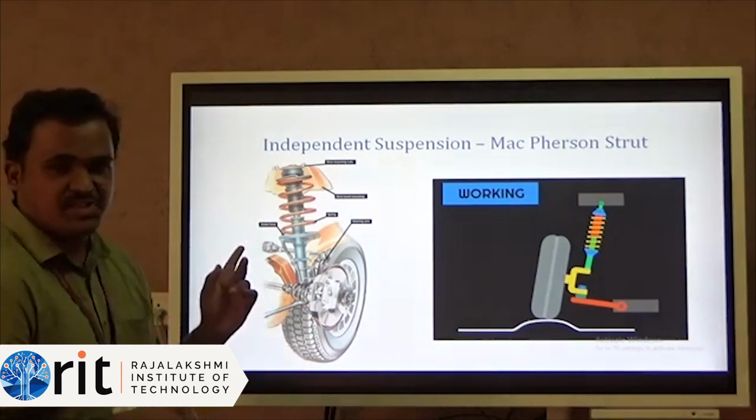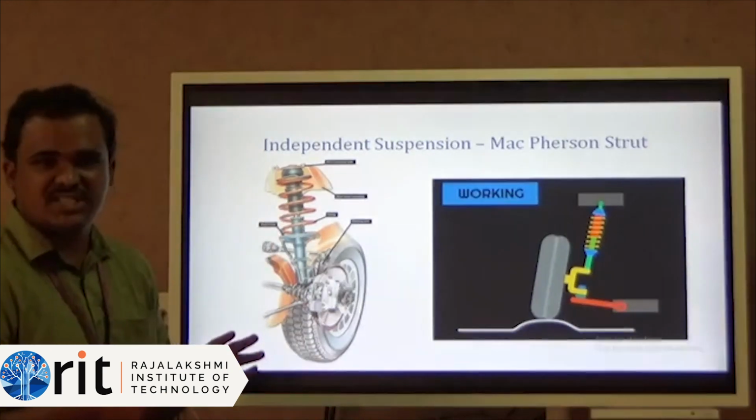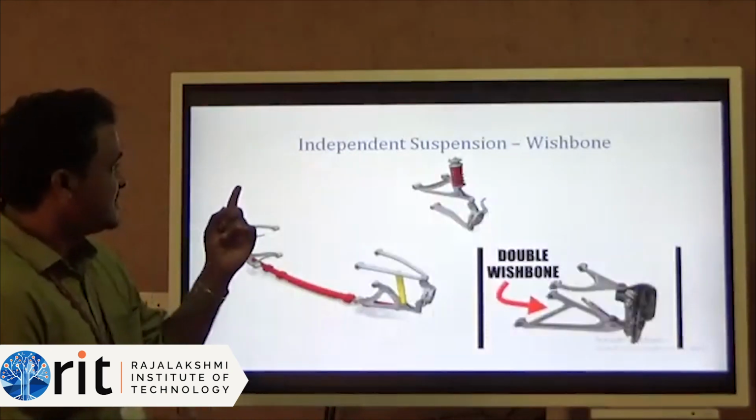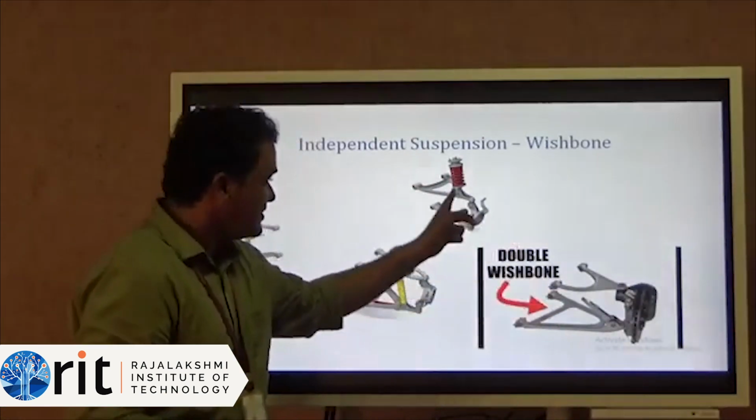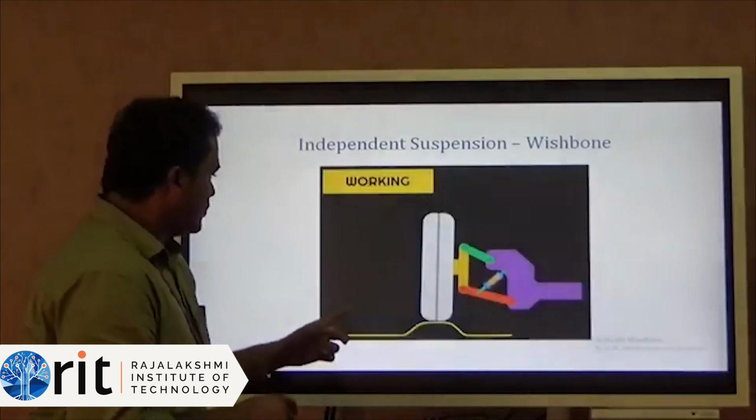So this is the independent suspension. Independent suspension is nothing but individual suspension will be there. So this is the wishbone circuit. This is the type of wishbone design. This is double wishbone design, this is a single wishbone design. So this is the animated view.